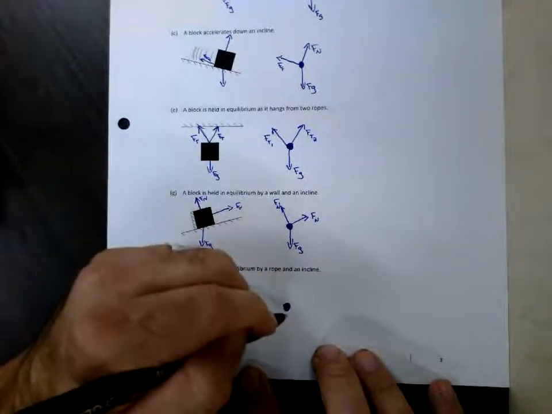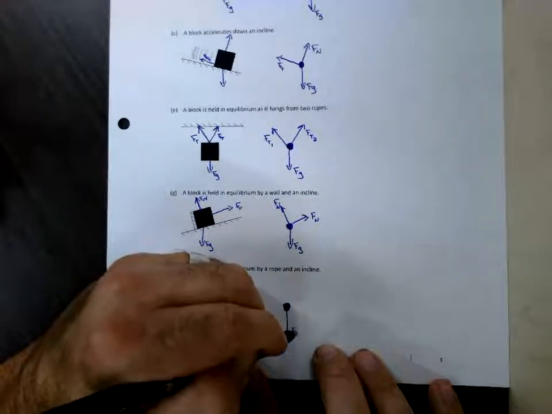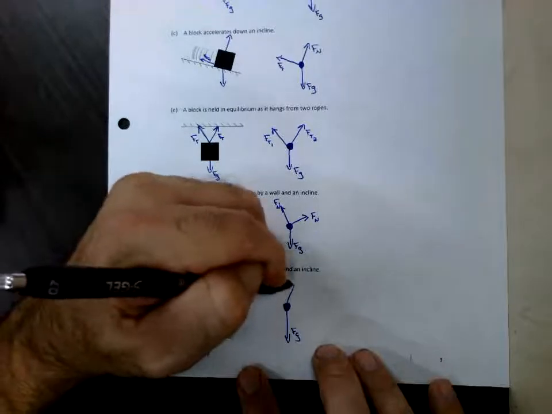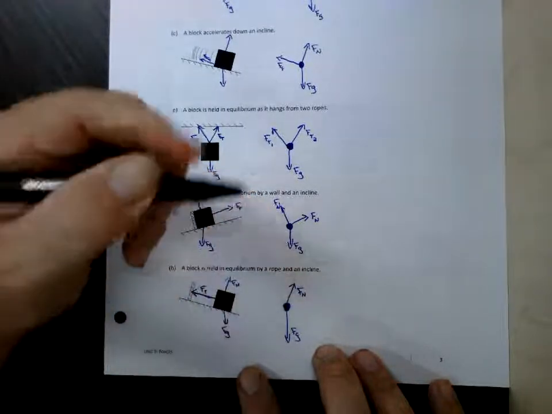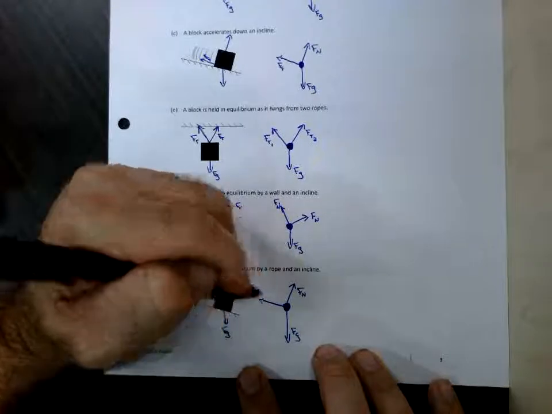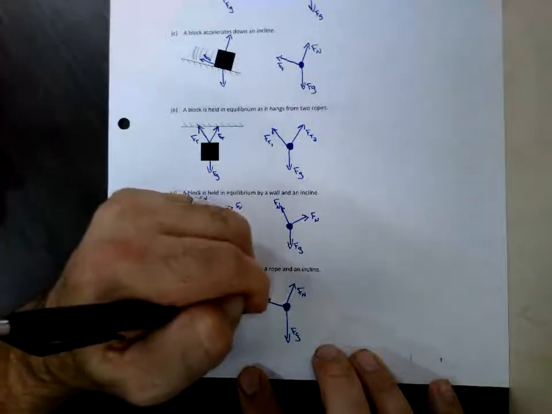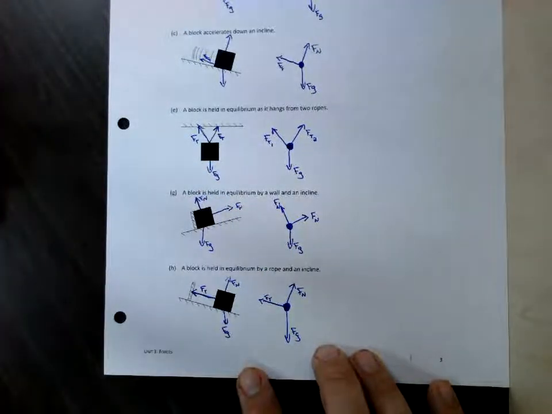So we have our object, gravity comes down, normal force comes up, and tension goes off this direction. And that's how you draw free body diagrams.